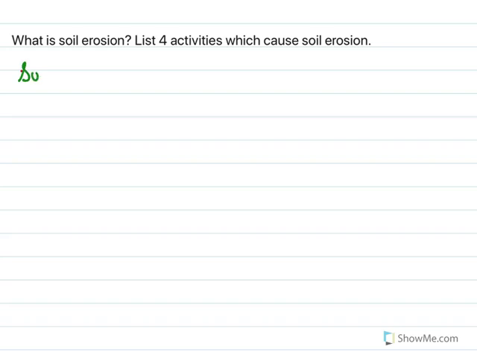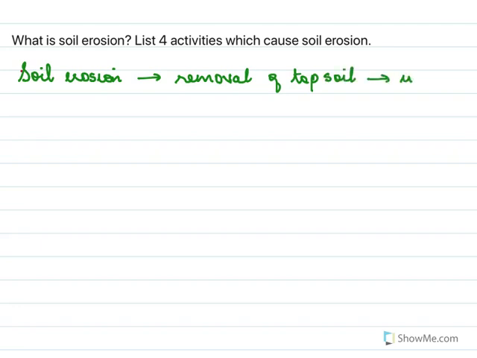What is soil erosion? Soil erosion is the removal of topsoil by agents like wind and water, or shifting of the topsoil from one place to another by agents like wind and water.